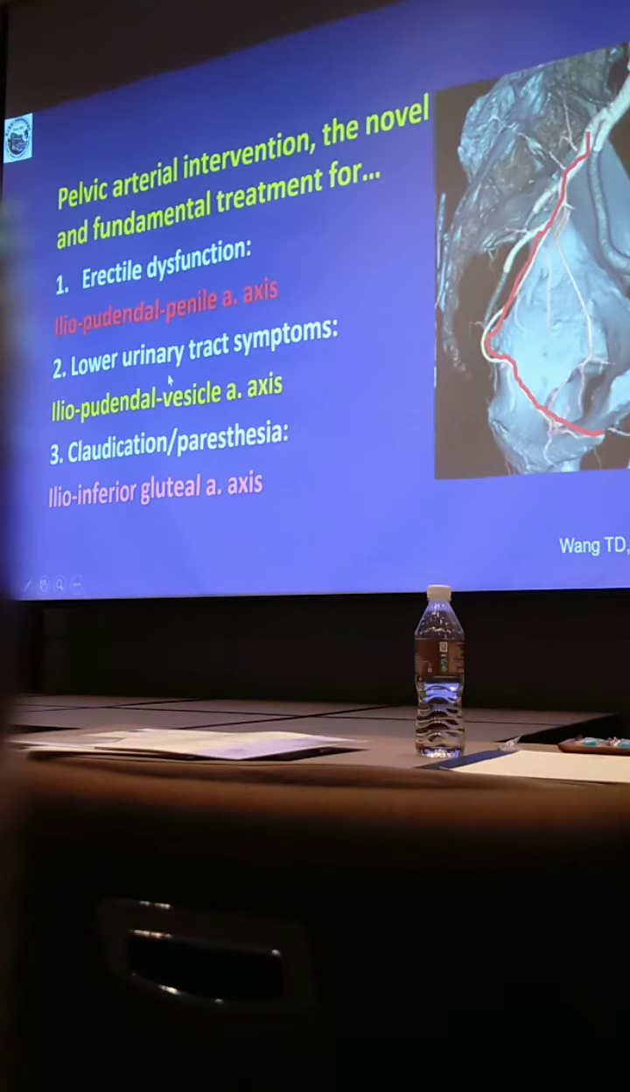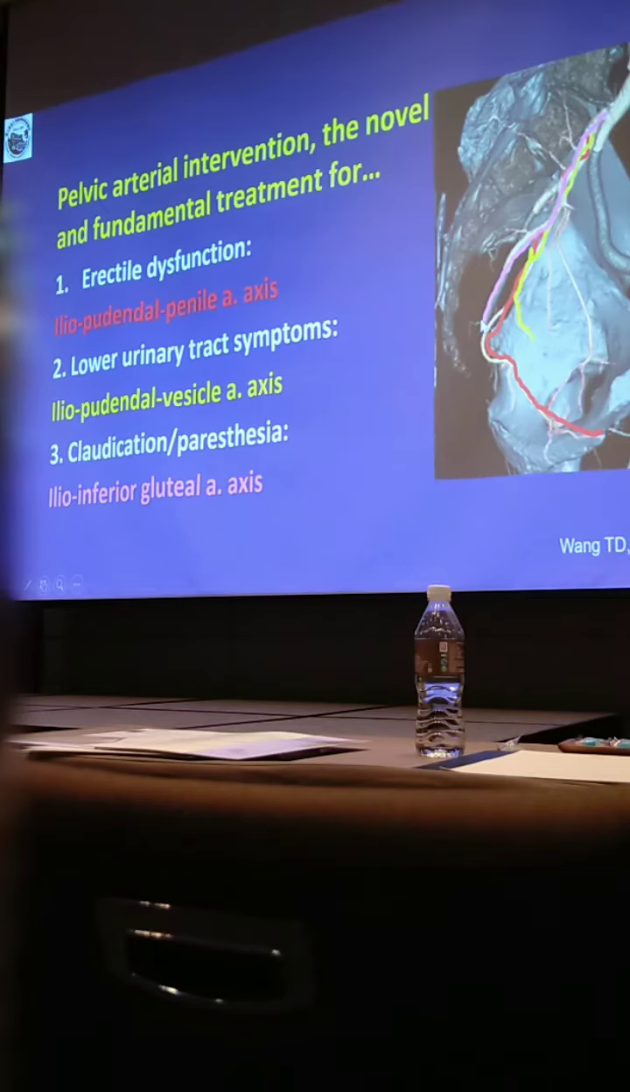generally referred to as lower urinary tract symptoms in the urology field, the vesical artery, which gives off from the proximal internal pudendal, we can manage that. And then finally, if the patient has sciatica symptoms or some numbness of the lower extremity, part of them, maybe less than 10%, is due to a lesion in the inferior gluteal artery. So the purple color here is from the common iliac, internal iliac, and the inferior gluteal artery.